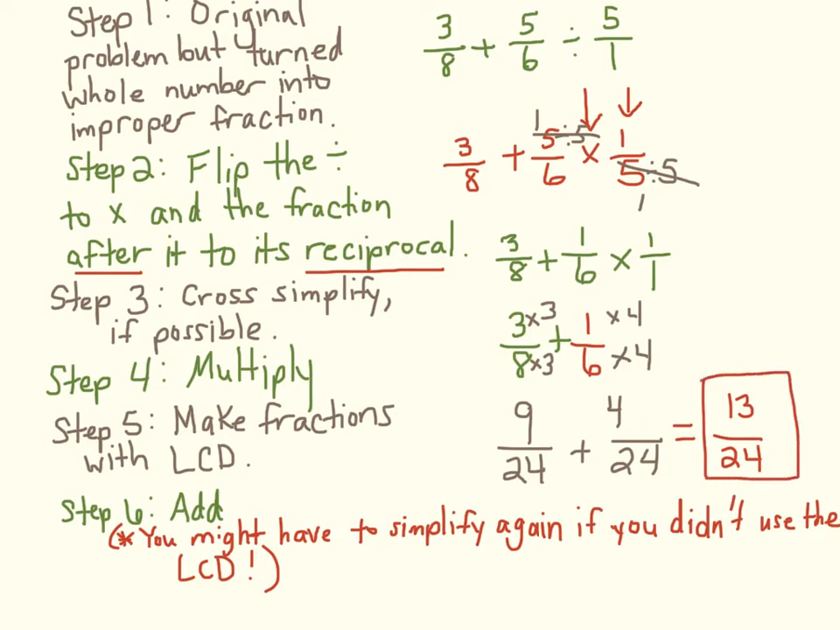We can check it, but 13 is prime, so only 1 and 13 go into it. And so the only common number it's going to have with 24 is 1, so we can't go any lower.